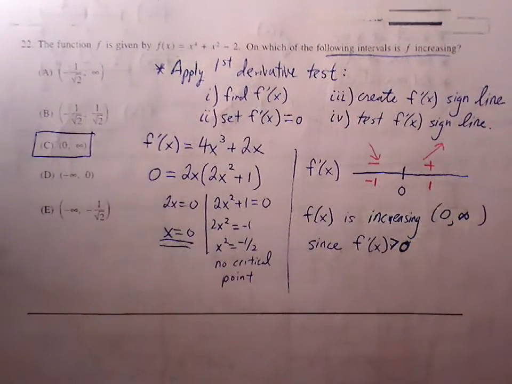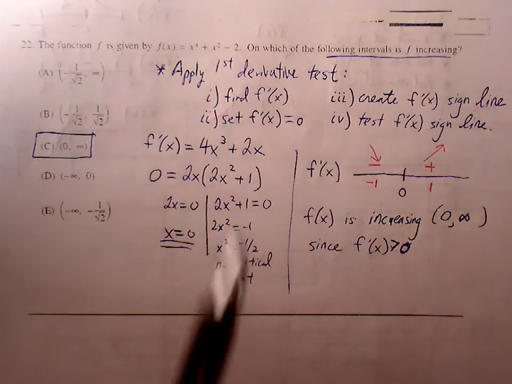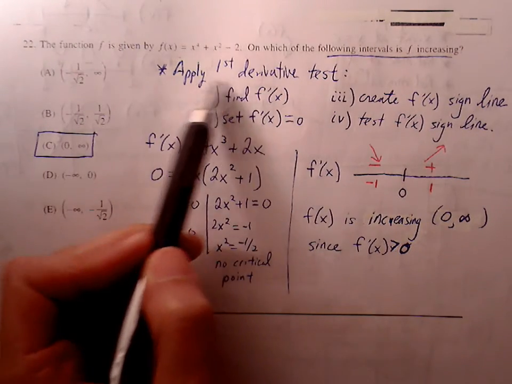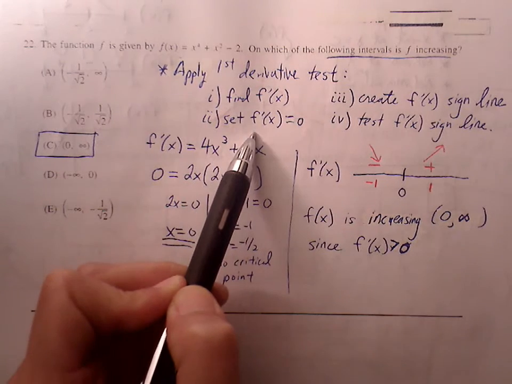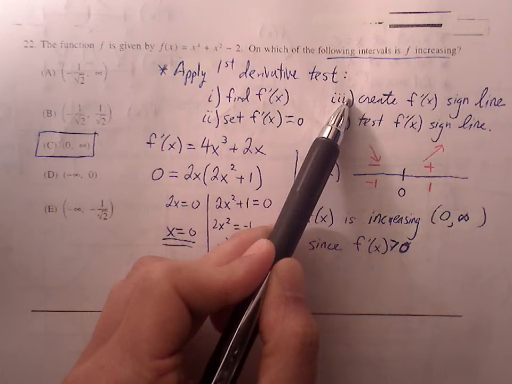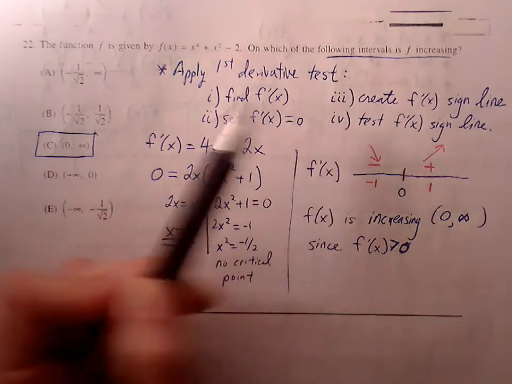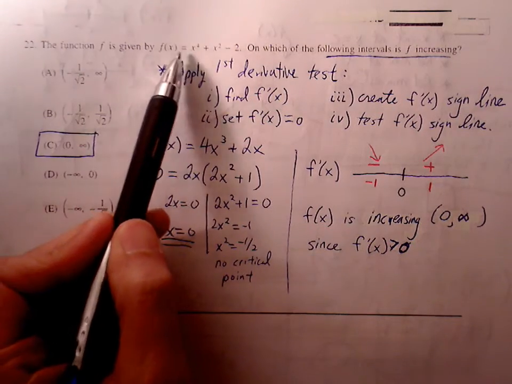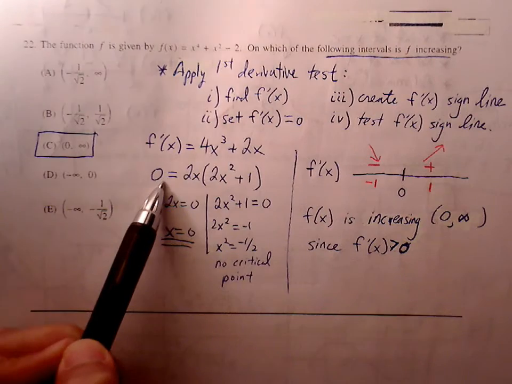All right, 22. Function f is given by f of x. On which of the following is the interval of f increasing? So if we want to find out when the graph is increasing, we are going to apply first derivative test. We're going to find f prime. We're going to set f prime equal to 0. Find the critical points. Create our f prime sign line, and then we're going to test intervals within the sign line. So from f, we're going to find f prime. So we go through power rule, 4x cubed plus 2x, set equal to 0.